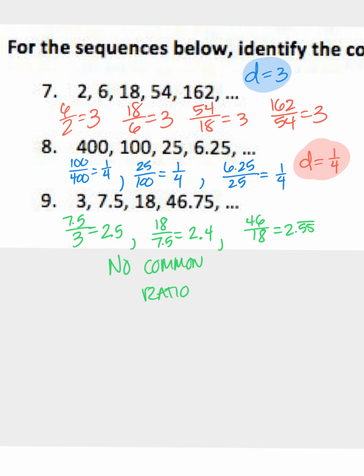Oops, actually these are not supposed to be D's. This represents the difference. These are all supposed to be R's. So let me go ahead and erase this really quickly. So the common ratio should be R is equal to those numbers, not D. So this should actually be, sorry guys, R is equal to 3, and this one should be R is equal to 1/4, common ratio.